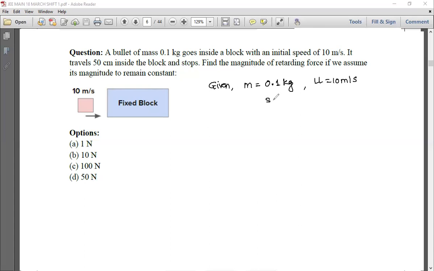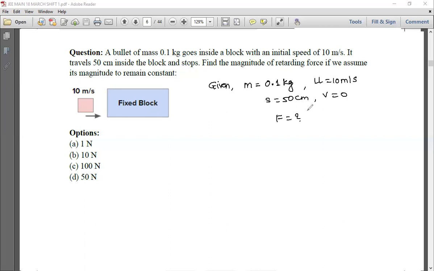So S is equal to 50 centimeter and stops. And stops means final velocity is 0. Find the magnitude of retarding force. Retarding force is equal to how much? If we assume its magnitude to remain constant, no problem.